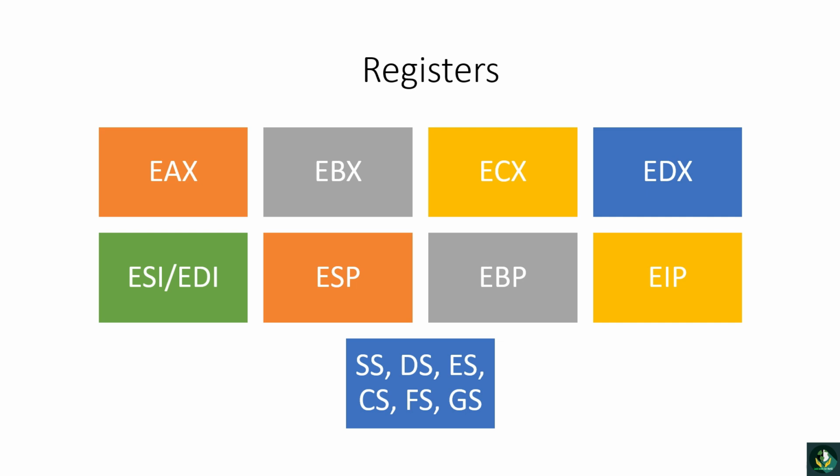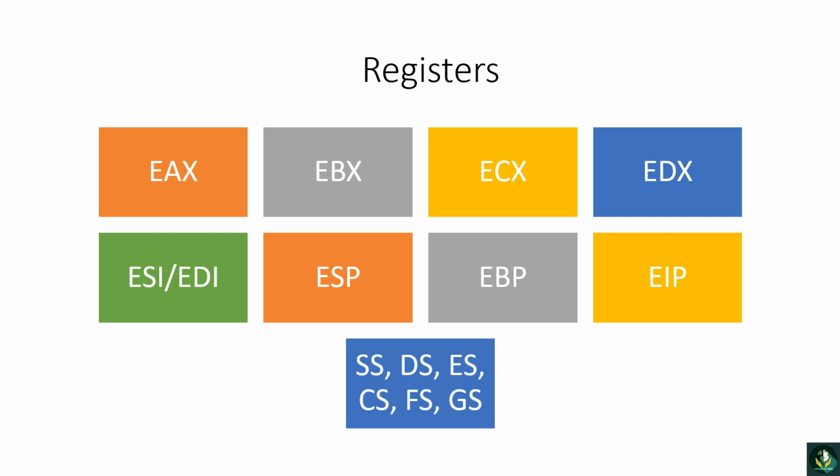General purpose, segment, EFLAGS and index registers are the different types of relevant registers that we have in the system, and they are responsible for performing almost every function in the system, as they hold all the various values of the program. So let's talk about all the registers and their types.